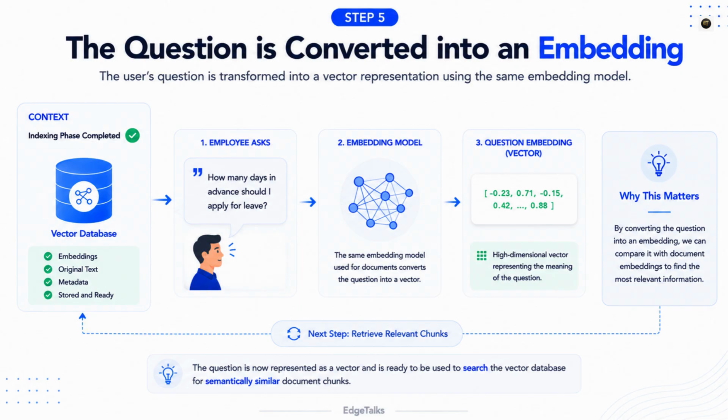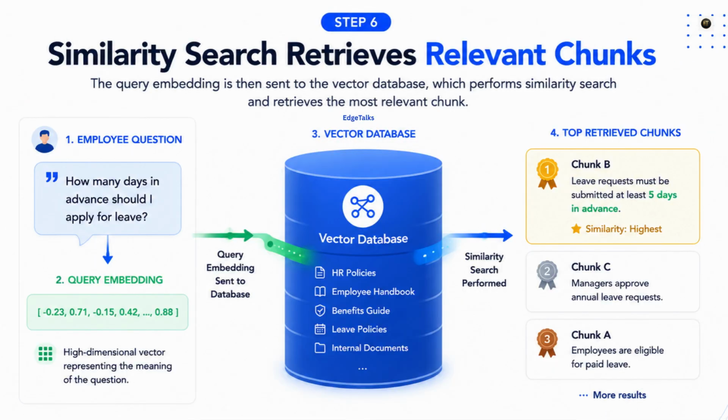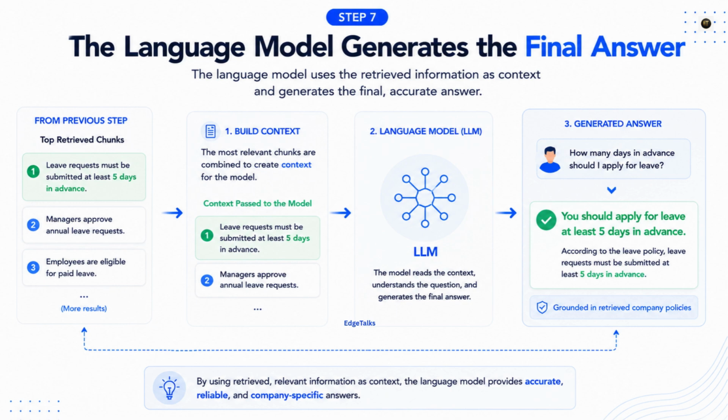Now imagine an employee asks, "How many days in advance should I apply for leave?" The question is first converted into an embedding using the same embedding model. That query embedding is then sent to the vector database. The vector database performs similarity search and retrieves the most relevant chunks. Those retrieved chunks are then passed to a large language model. The language model uses the retrieved information as context and generates the final answer.